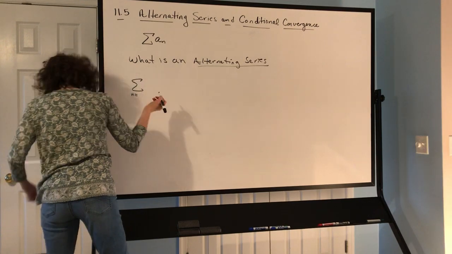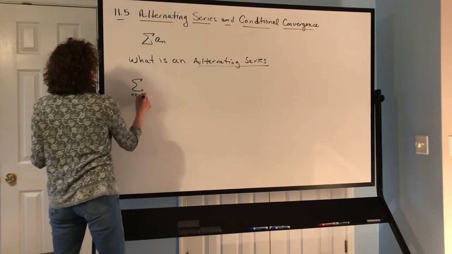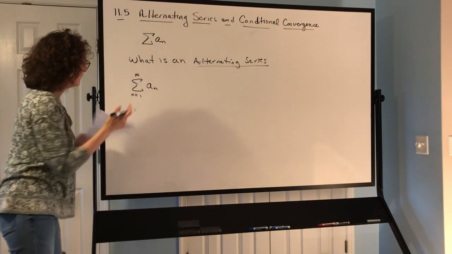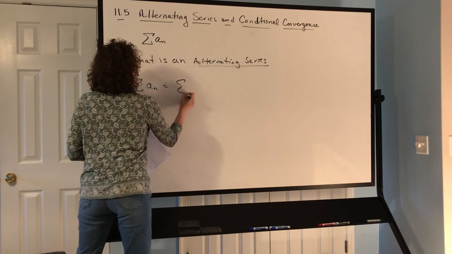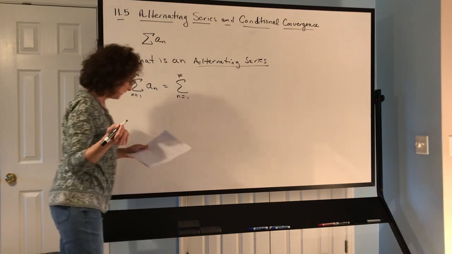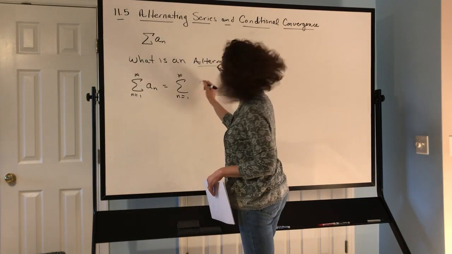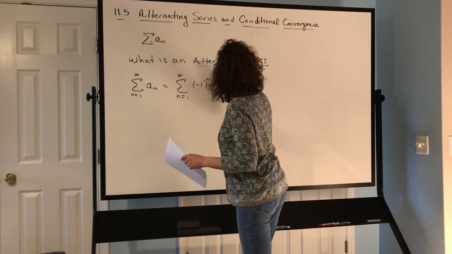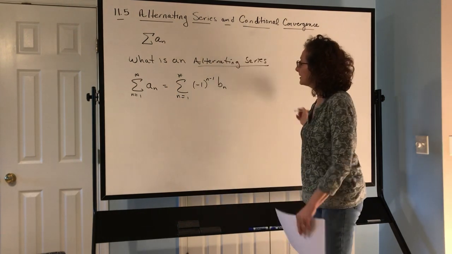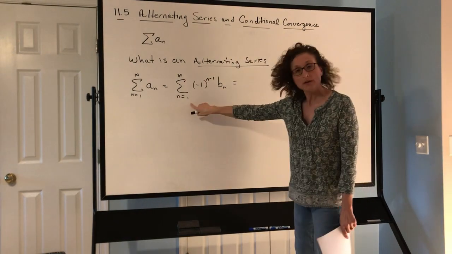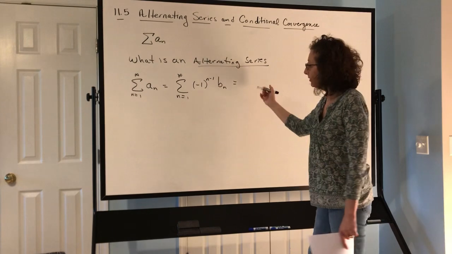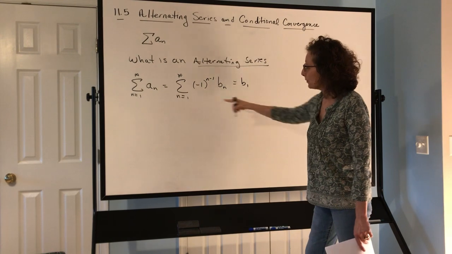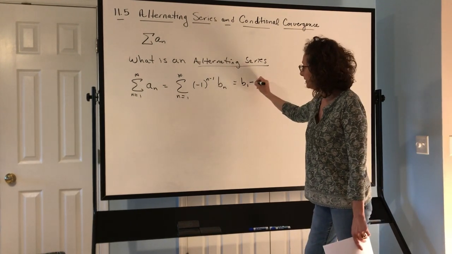If we wanted to write down some examples of an alternating series, we would have, say, the sum, n equals 1 to infinity. One way to do it, we'll just start counting at 1. They would look like the sum from n equals 1 to infinity of maybe, how do we make something alternate sign? Good, you got it. Negative 1 to the n minus 1 times b_n. What would this look like if we wrote out the terms? When n is 1, we have negative 1 to the 0, which is 1. So b1. When n is 2, this will be negative, so minus b2.